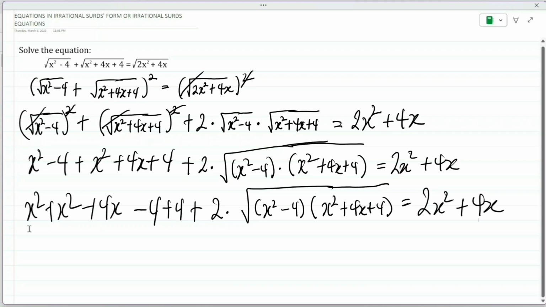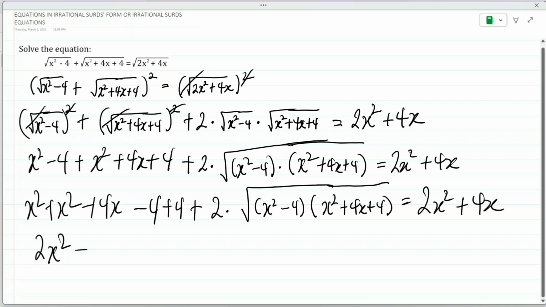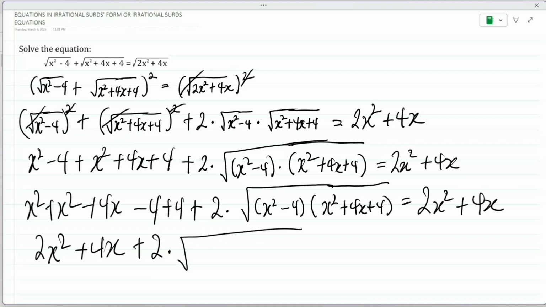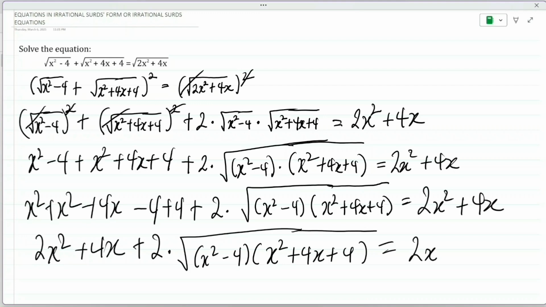You go back to the left, you have 1x squared plus 1x squared, that will give you 2x squared plus 4x. Then you have minus 4 plus 4. You have 4 and 4, the result is 0. So you have it as 0, this goes off. Then you still have your plus 2 times square root of x squared minus 4 in one bracket, and in the second bracket x squared plus 4x plus 4, close bracket, equals 2x squared plus 4x.